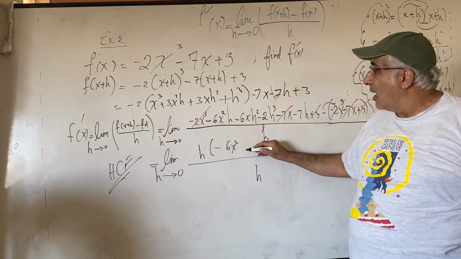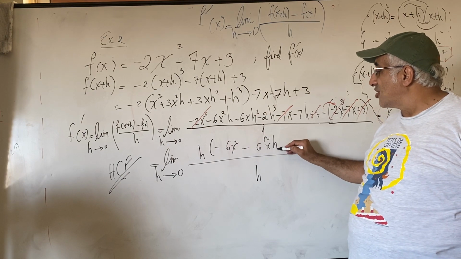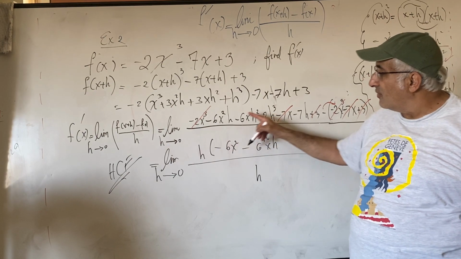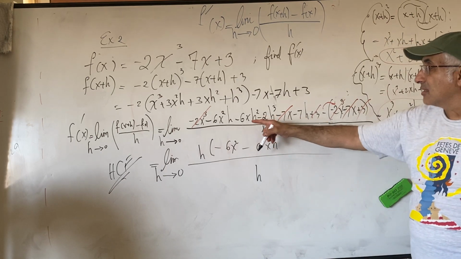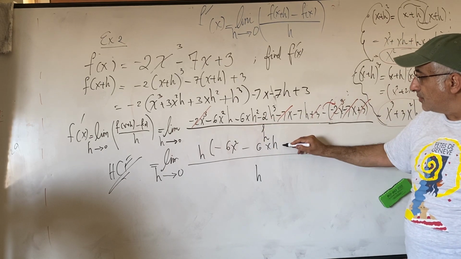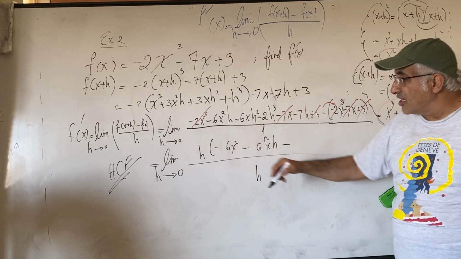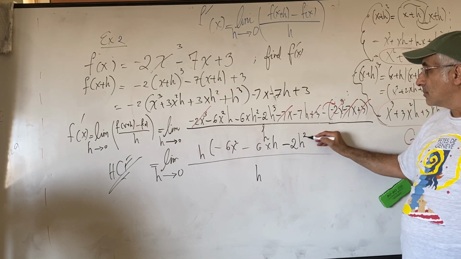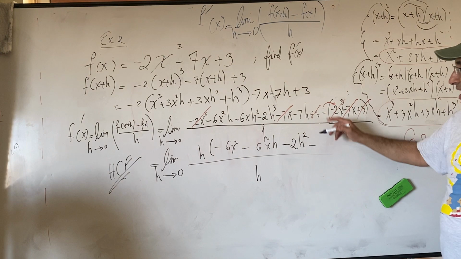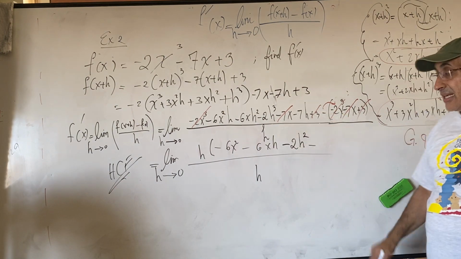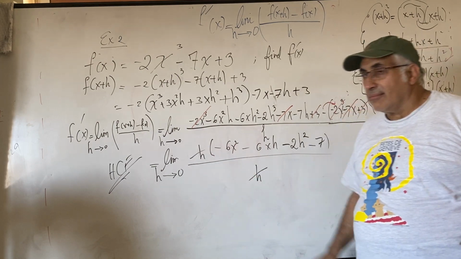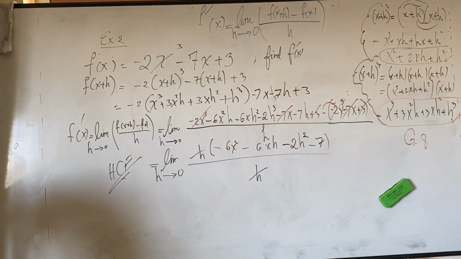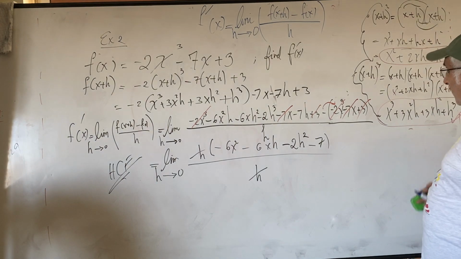What's left is minus 6x, because h squared divided by h, there's one h left. Got it? What else? h cubed divided by h is h squared. And 7h divided by h is 7. And guess what? Wow. So it's gotta go, man. So what's left with us? We are having this.